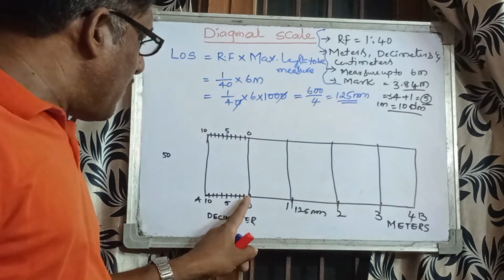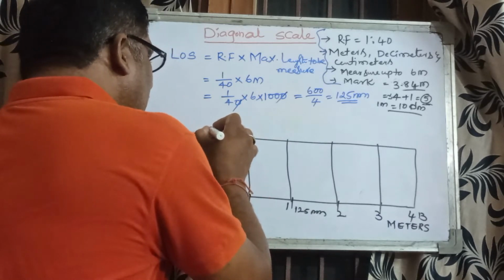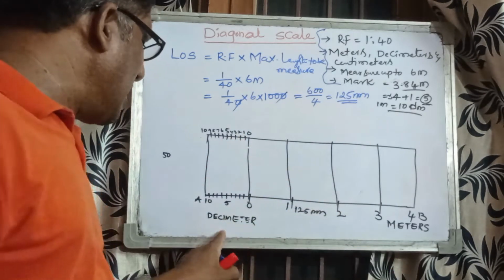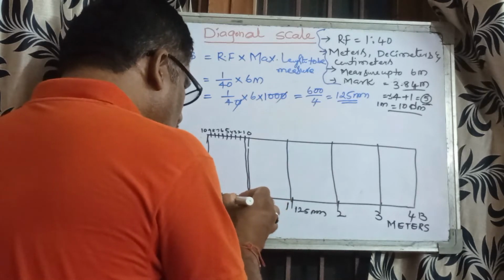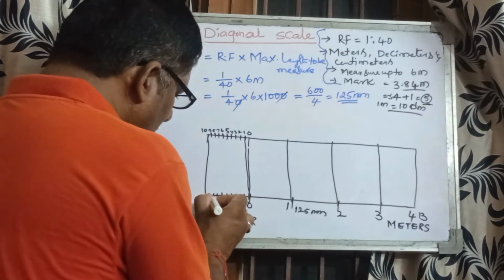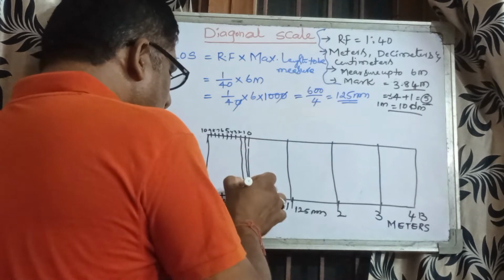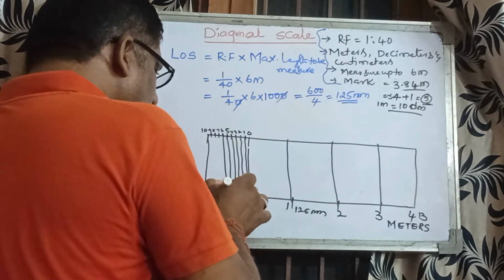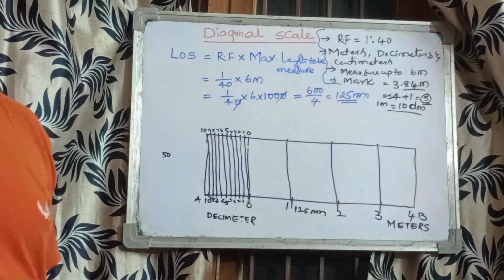Means join this 0 to 1. So this is 1, 2, 3, 4, 5, 6, 7, 8, 9 and 10. So here 0, in this is the 10th part. Why? Because 1 meter is equal to 10 decimeters. So this 0 joined to 1, 1 joined to 2, 2 joins to 3, 3 joins to 4, 4 to 5, 5 to 6, 6 to 7, 7 to 8, 8 to 9 and 9th part goes to 10th part. Okay. So jump 1 part.